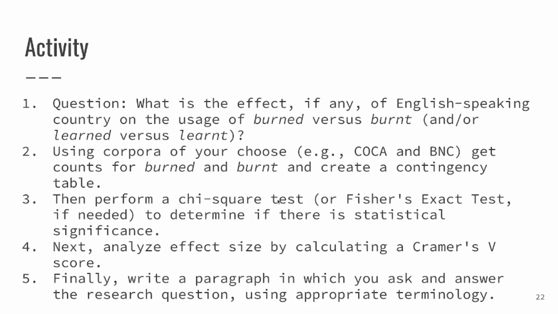Then perform a chi-square test, or a Fisher's exact test if needed. You do that one if any of the expected cells is below 5. To determine if there is statistical significance, then analyze the effect size with Cramer's V. Then finally, number 5 here, write a paragraph in which you answer the research question and interpret the results using appropriate terminology. Okay, so this is an activity I'd like you to try for a couple minutes. Okay, ready, set, pause.